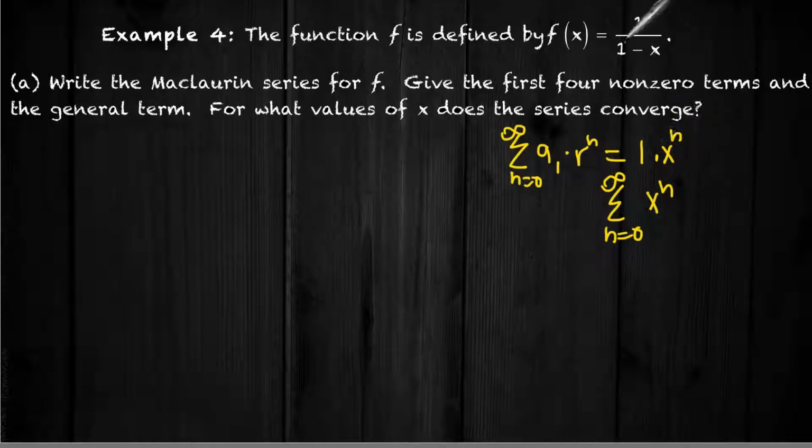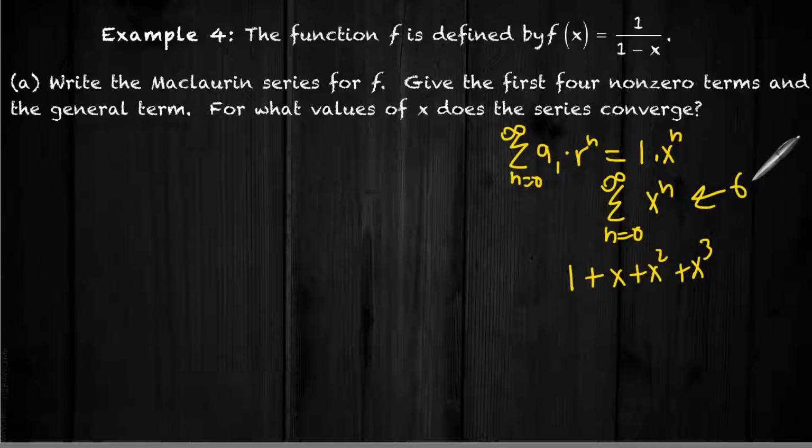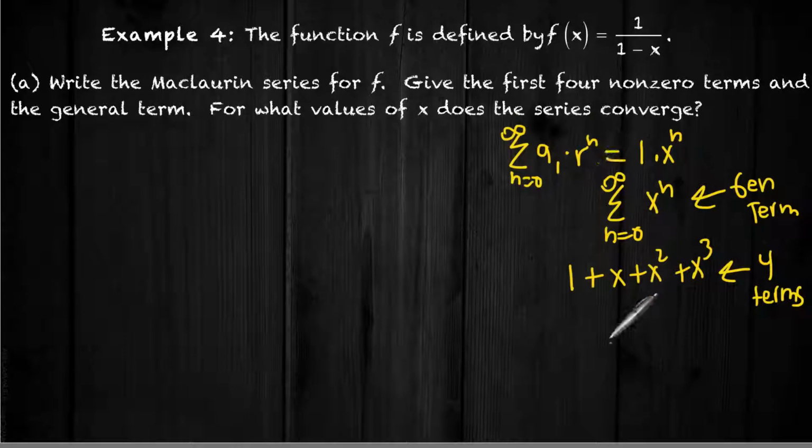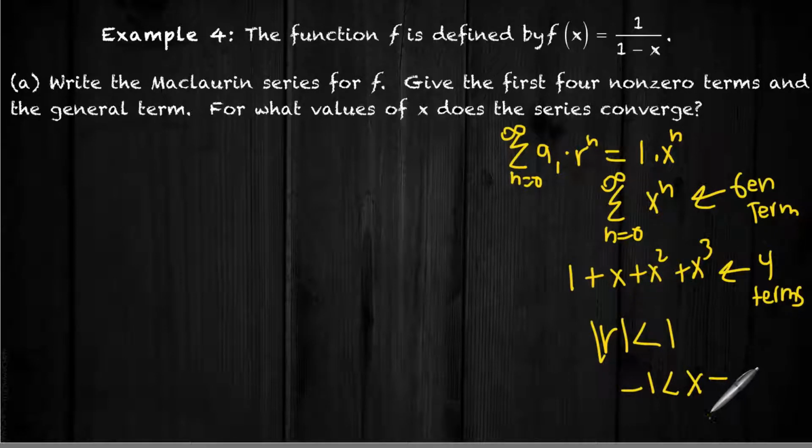So we will plug in 0, 1, 2, and 3. When n is 0, we already know that our a1 is 1, so that's going to be 1. When n is 1, you get x to the first. When n is 2, you get x squared. When n is 3, you get x cubed. So here is our general term, and here are the first 4 terms of the series. And then we know that in order for this to converge, the absolute value of r must be less than 1. So our r is x. So x must be between -1 and 1 in order for this to converge.